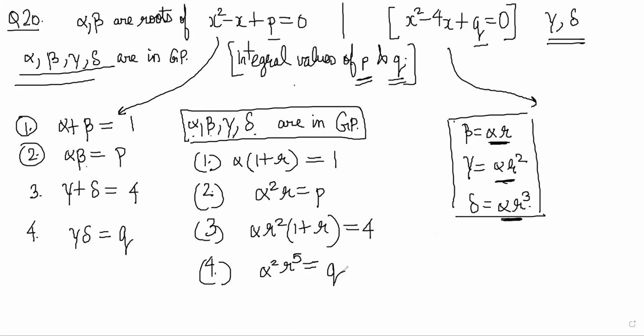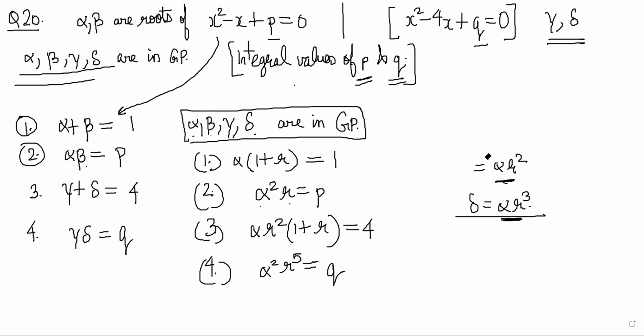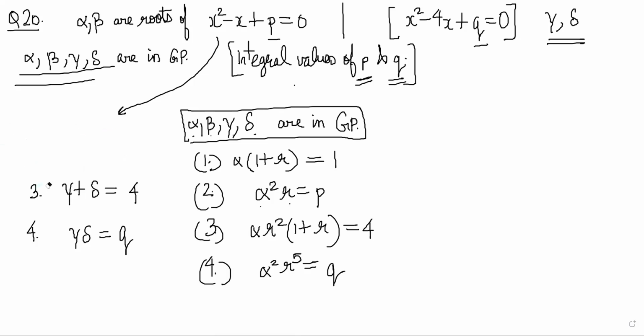I have to find P and Q. I also have 2 other unknowns, which are alpha and R, right? So technically I have 4 equations and 4 unknowns, so it should be solvable. So try and solve it. Think of what you can do.